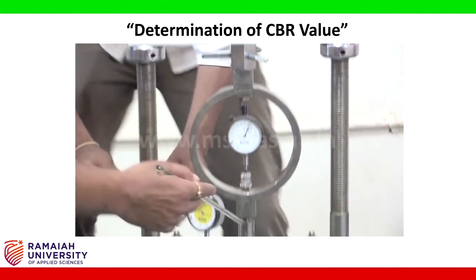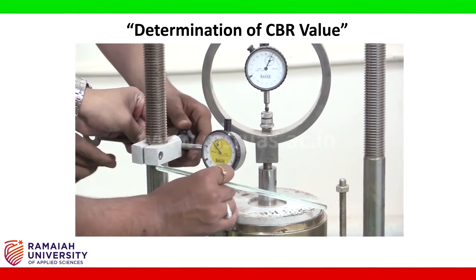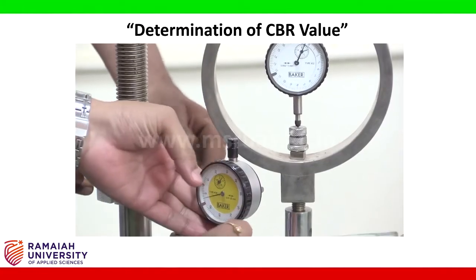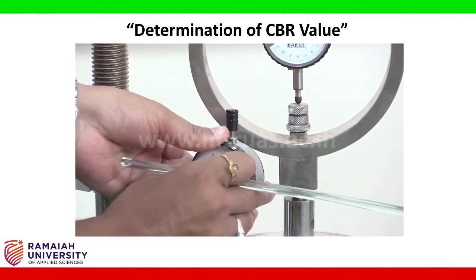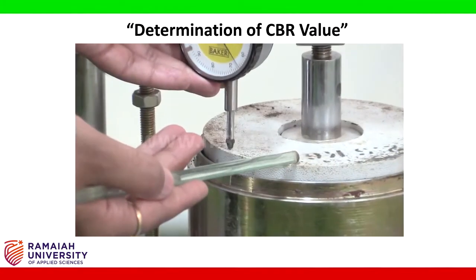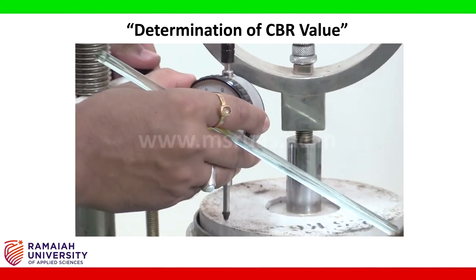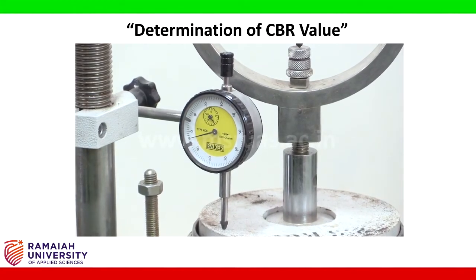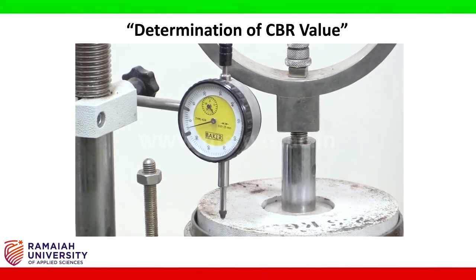The reaction frame is now properly placed such that the plunger is seated onto the specimen. Place the deflection dial on the surcharge plate and tighten the screws such that it doesn't fall apart. Once we ensure a proper, firm setup, it is time to start with the experiment.